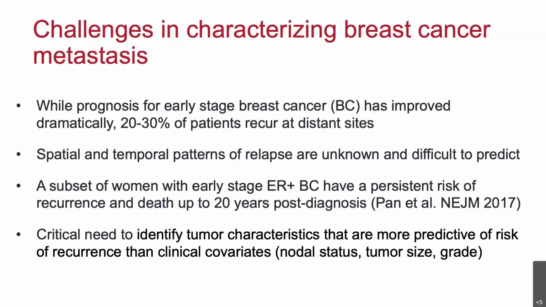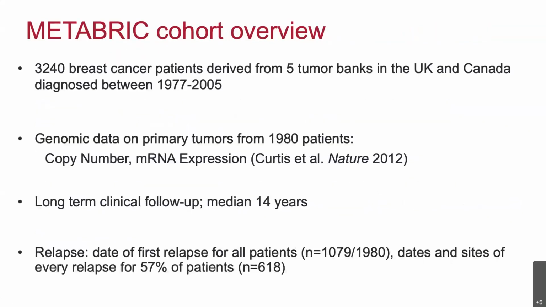And what this really highlights is that there's a critical need to have clinically annotated cohorts with very long-term follow-up and detailed molecular data. And so I was fortunate to work on one of these cohorts, namely the METABRIC cohort, or Molecular Taxonomy of Breast Cancer International Consortium. And this cohort consists of over 3,000 women derived from 5 different tumor banks in the UK and Canada who were diagnosed some years ago, between 1977 and 2005. And what that means is that we now have very rich and long-term clinical follow-up, actually with a median of 14 years, up to 20 years.